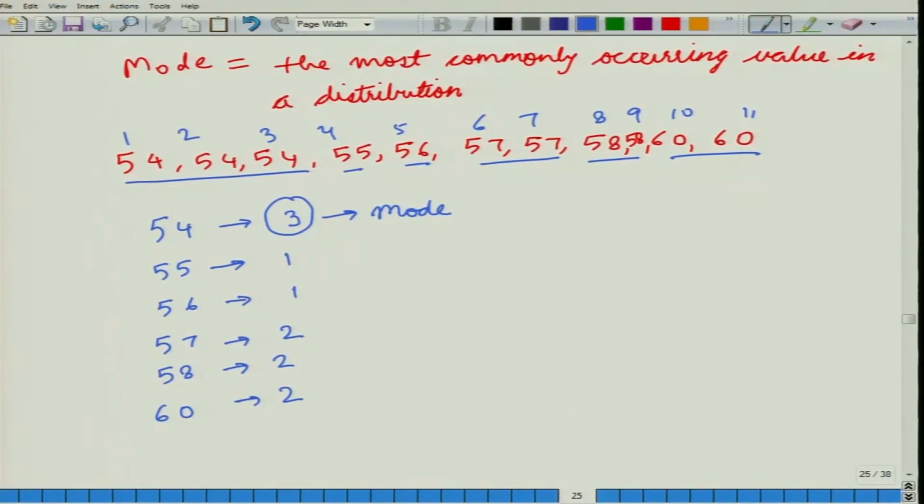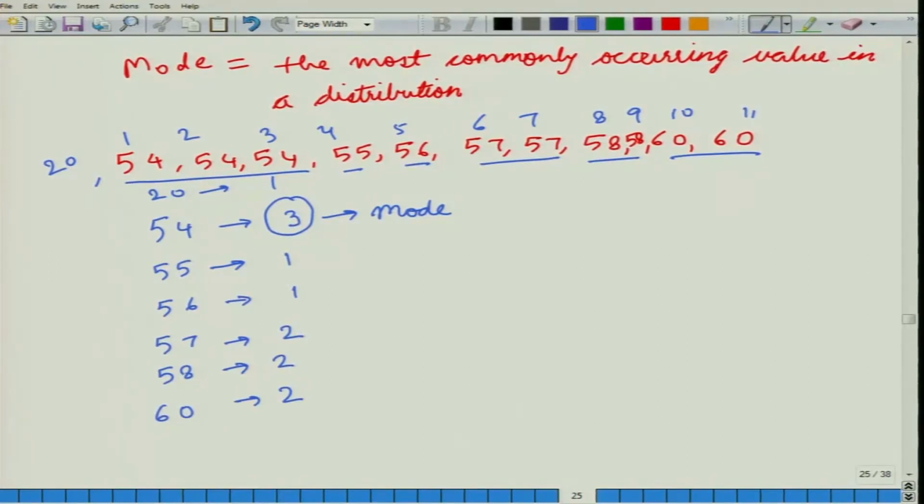Now, what is the advantage of using a mode? One, it is also very less affected by outliers. So, suppose we added this number 20 here. So, 20 added here and it occurs only once, and the mode remains unchanged, it remains the same as before, 54.